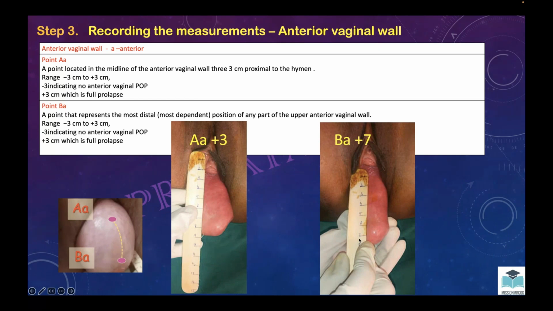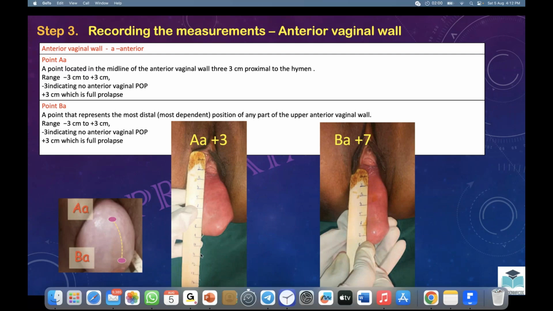I have put the diagram, so in your clinical practice also you can do that. And this stick you can find anywhere, this is an ice cream stick, and the marking can be done by centimeters scale. Okay, so this way the measurement is done clinically.